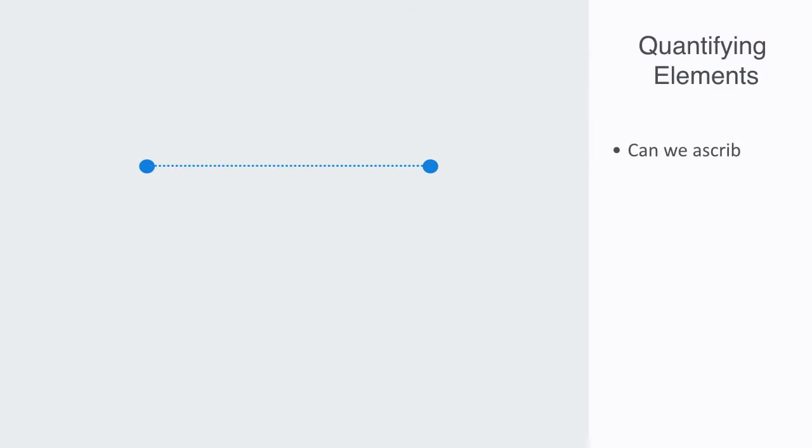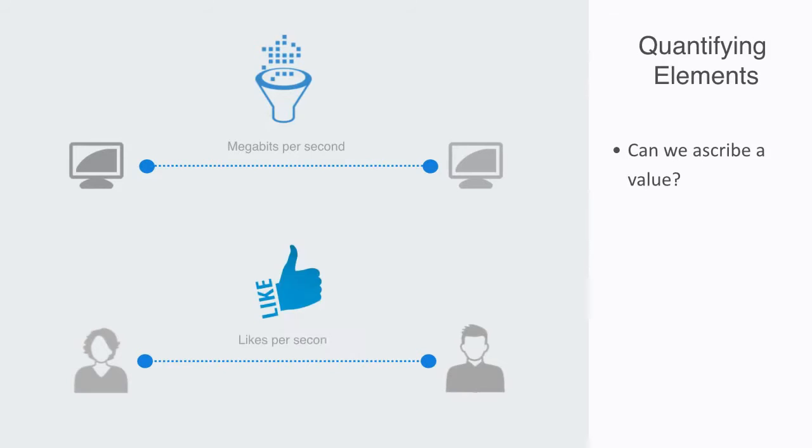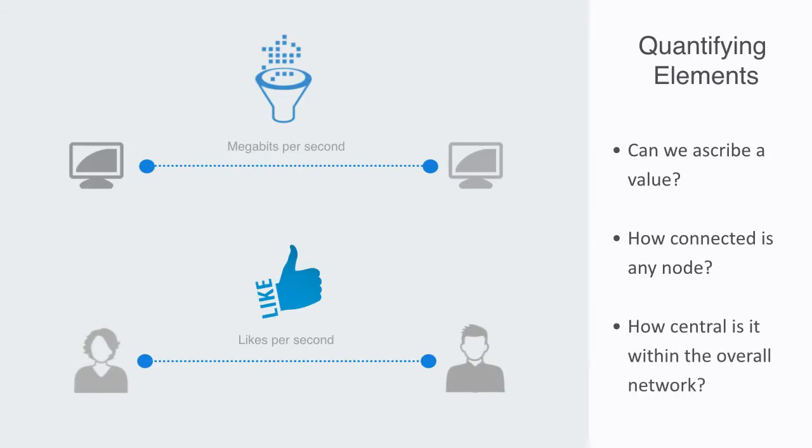There is lots of other information that we want to know about these individual elements and the connections between them, such as asking whether they are weighted or not, meaning can we ascribe some value to them. We can talk about a computer network's bandwidth in megabits per second, but it might not be so easy to do the same with a social network, where the relations are of friendship or kinship. We can also ask whether these relations are going both ways or are just unidirectional. Other questions that we'll be asking here is how connected is any individual node, or how central is it within the overall network.